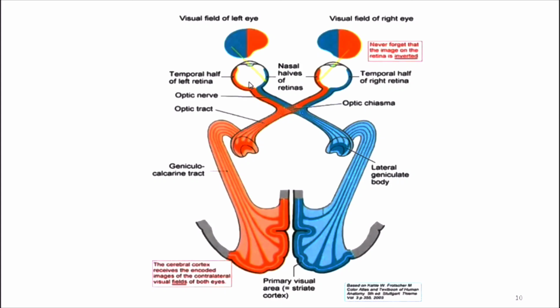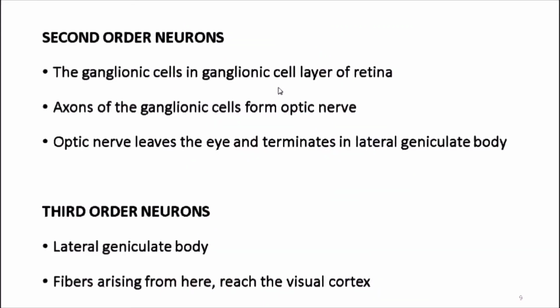The bipolar cells of the inner nuclear layer of the retina are the first order neurons, and the axons from the bipolar cells synapse with the dendrites of the ganglionic cells of the retina. These ganglionic cells of the ganglionic layer of the retina are the second order neurons, where it forms the optic nerve. The optic nerve leaves the eye and the fibers go to the lateral geniculate body. The lateral geniculate body is the third order neuron, and from there the fibers go to the primary visual area in the cerebral cortex. So this is the form of the visual pathway.